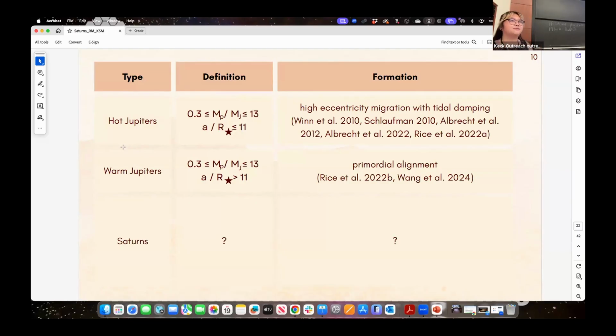A big question is whether Saturns experience higher rates of planet-planet scattering compared to Jupiters. And another important thing to note is that this 0.3 cutoff for Jupiters is actually not physically defined. In our solar system, Saturn is actually about 0.3 Jupiter mass. So the question is then, is there a way that we can use spin-orbit measurements and dynamical histories to characterize and distinguish Saturns from Jupiters?